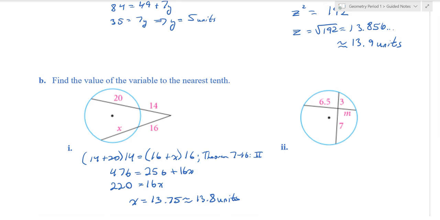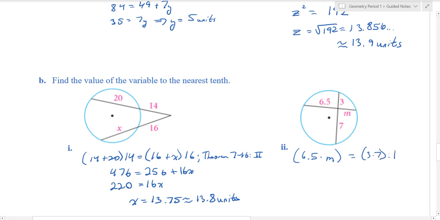Number two, we actually happen to have the theorem 716 type 1. We have 2 chords in the circle. On this diagram in particular, it kind of is iffy, but m is this piece right here, and the 3 is this piece right here. Alrighty, so we start by stating that the quantity of 6.5 times m equals the quantity of 3 times 7.